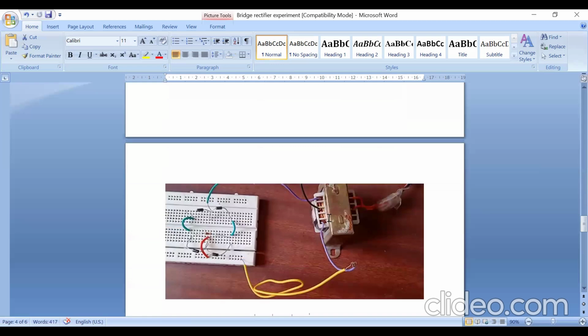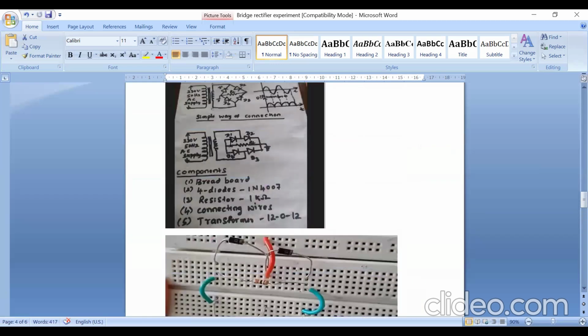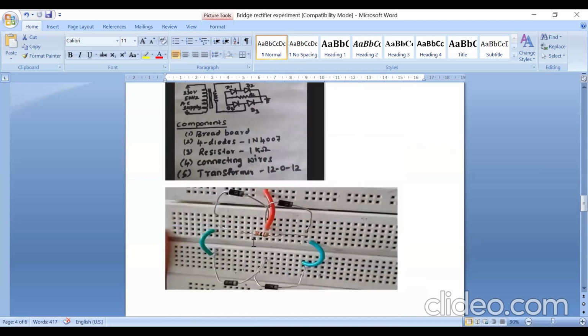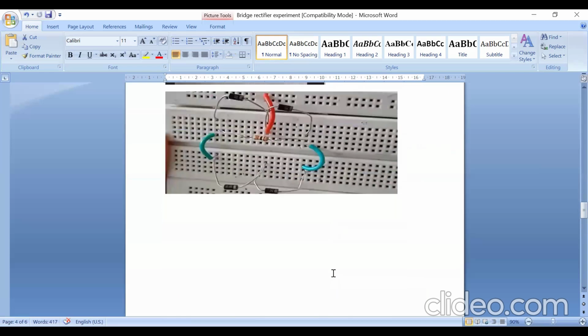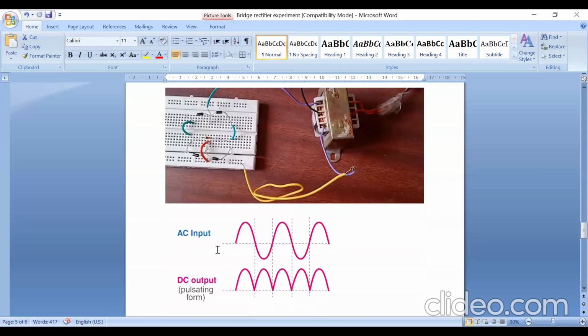After this, we should connect the transformer. How is the transformer connected? See here, the transformer is connected between a cathode and anode junction, and below also a cathode and anode junction. Where are the cathode and anode points? This is the cathode and this is the anode point. From here it goes to the transformer, and from here also it goes to the transformer. One end of the transformer goes to this point, the other end goes to this point. So this is all about the connection.